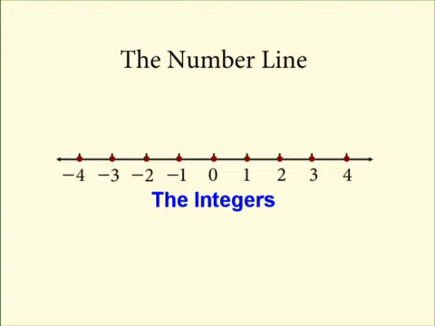So, the integers include all of the numbers that we called the whole numbers, that was 0, 1, 2, 3, 4, and so on, as well as the opposite of each of those counting numbers, -1, -2, -3, -4, and so on. This set of numbers extends infinitely in the positive direction as well as the negative direction.